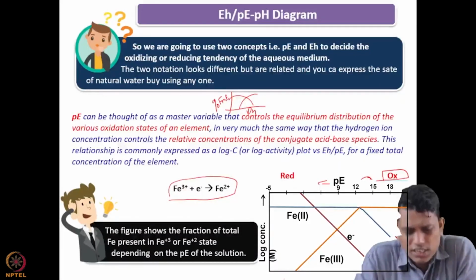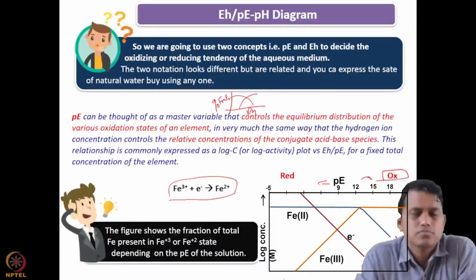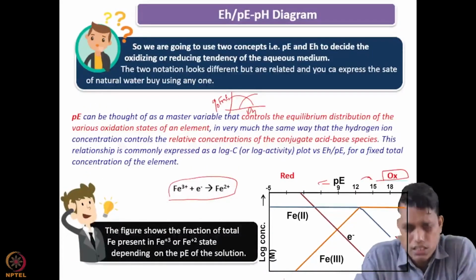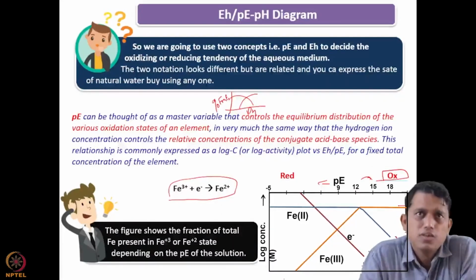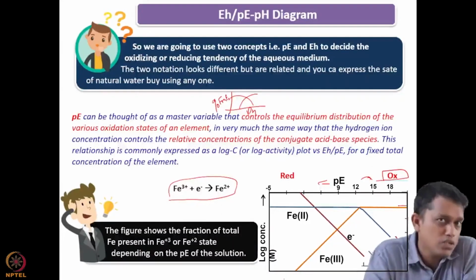So now the question arises: we have two sets of information. You have a pH, and then you can vary the pH and get the information about the hydrolysis species.